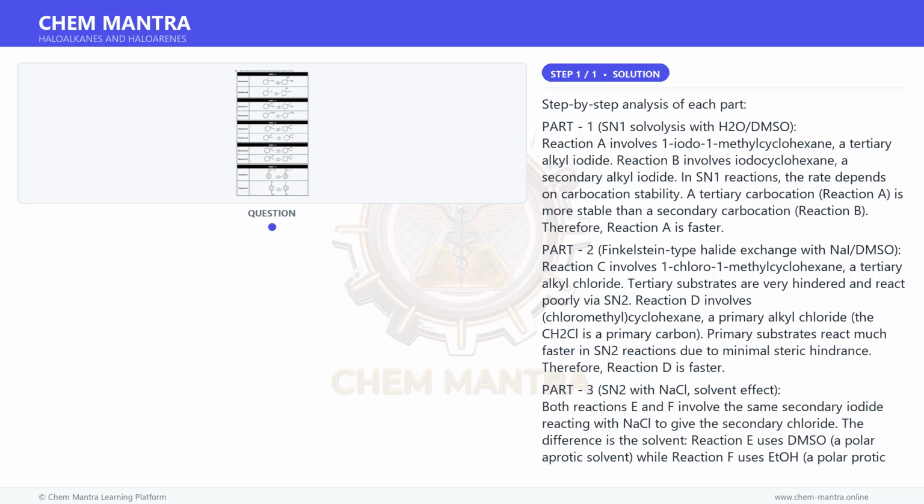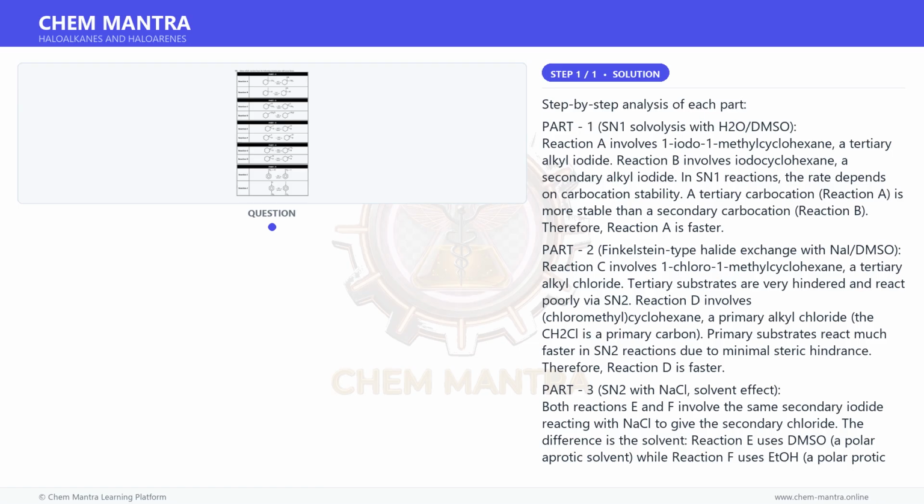In SN1 reactions, the rate depends on carbocation stability. A tertiary carbocation, reaction A, is more stable than a secondary carbocation, reaction B. Therefore, reaction A is faster.